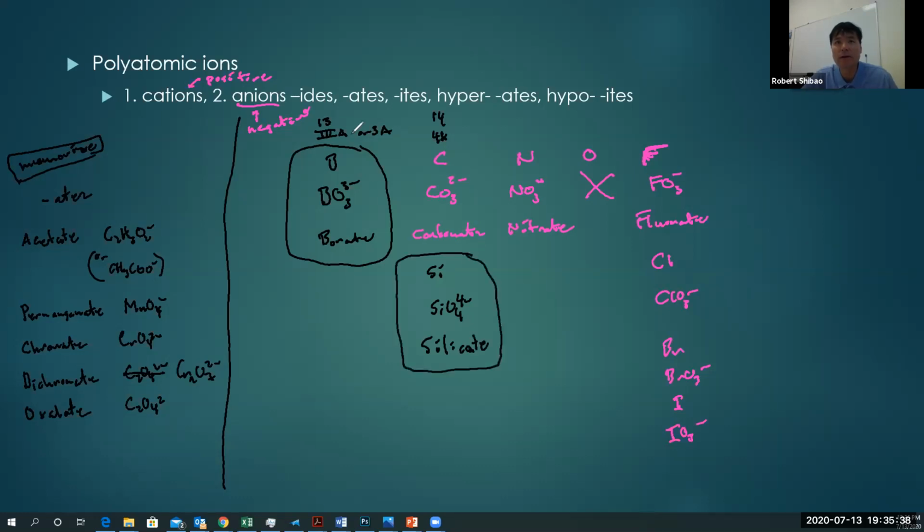So you have to memorize borate and you have to memorize silicate, but you look for little patterns here and there to help ease your memorization. And the rest we can derive. The rest are going to follow this pattern here. Let me do a different color here.